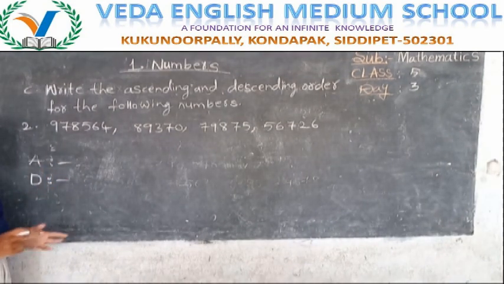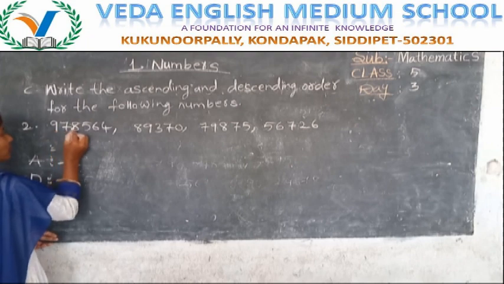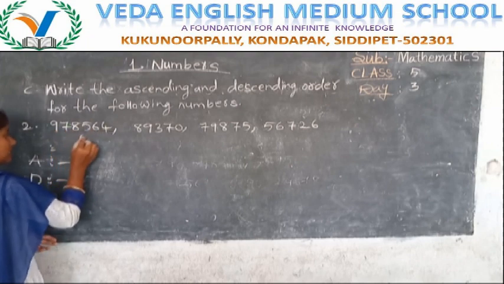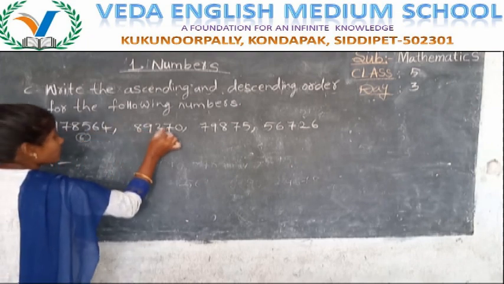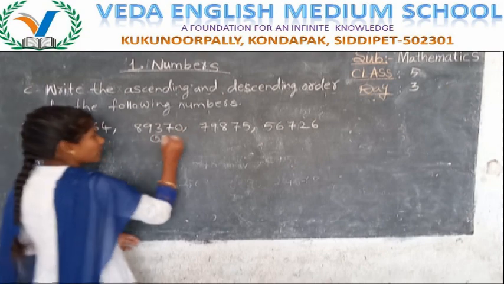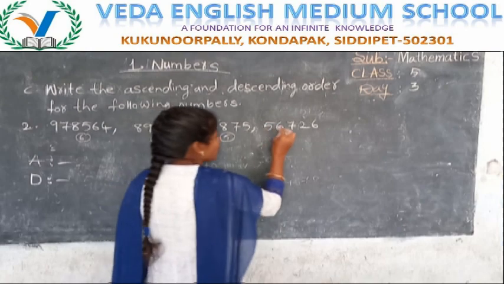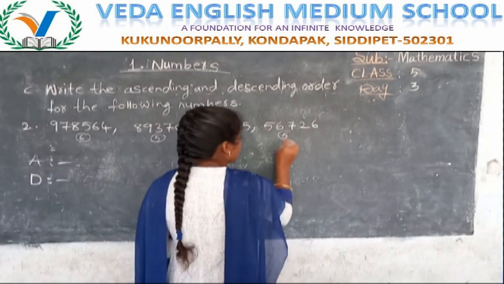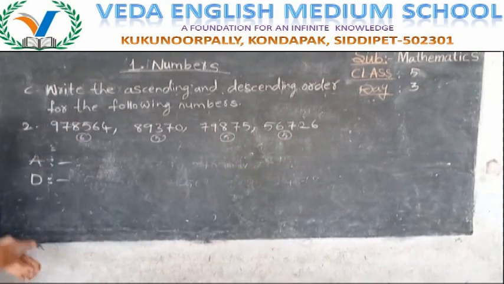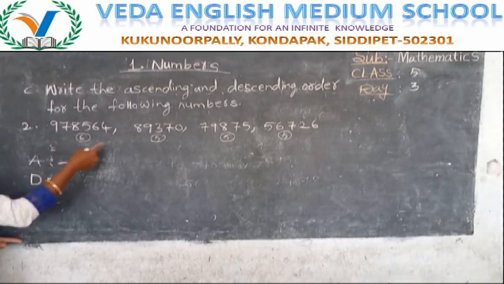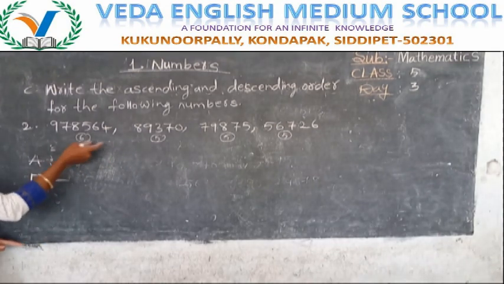Before writing ascending order and descending order, first we have to count the digits in each number. 1, 2, 3, 4, 5, 6. It is a 6-digit number. 1, 2, 3, 4, 5. It is a 5-digit number. This is also a 5-digit number. This is also a 5-digit number. Ascending order, we have to write small to big. Here 5-digit numbers are smaller numbers compared to 6-digit numbers.